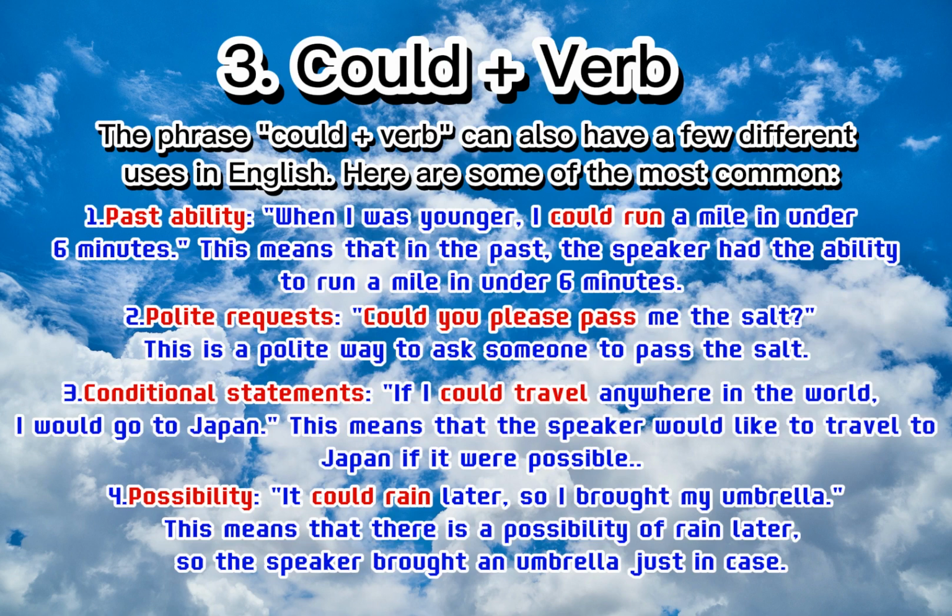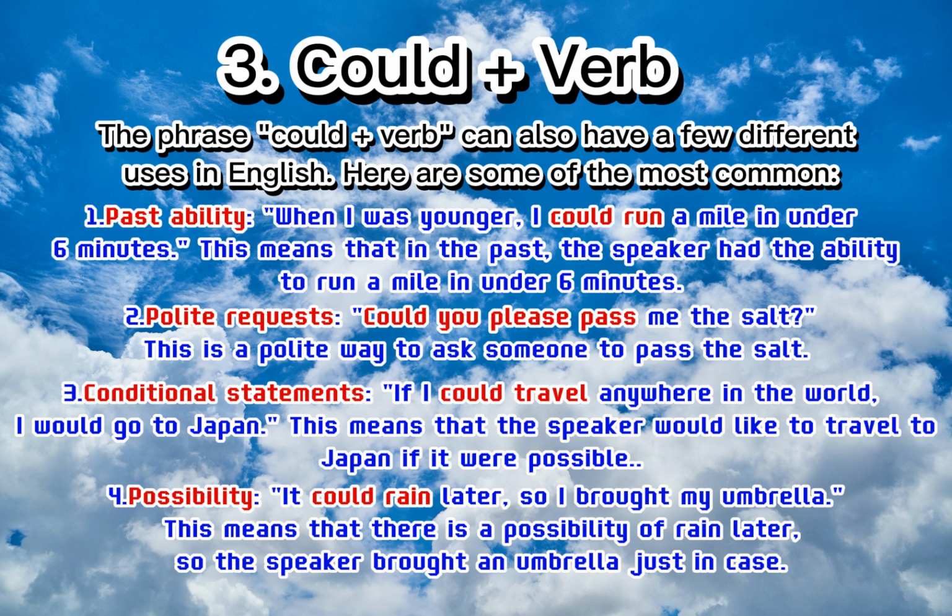3. Could plus verb. The phrase could plus verb can also have a few different uses in English. Here are some of the most common. 1. Past ability. When I was younger, I could run a mile in under 6 minutes. This means that in the past, the speaker had the ability to run a mile in under 6 minutes. 2. Polite request. Could you please pass me the salt? This is a polite way to ask someone to pass the salt.